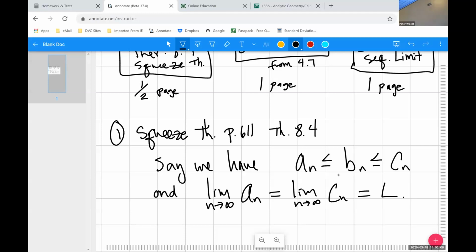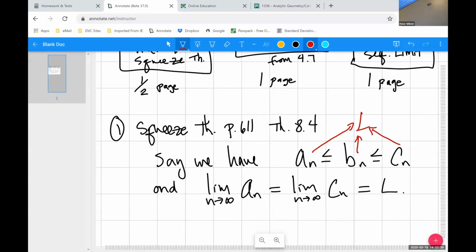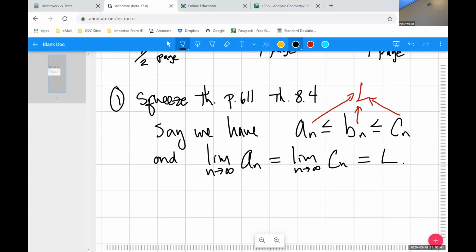So basically what's going on is the a sequence is converging and the c sequence is converging to L. Well, since b is trapped between them, it's forced to converge to L as well. If these things are getting infinitely close to L and b is trapped between them, it has to go there too. So the way this is written in the theorem, we have this relationship and these limits exist, then the theorem concludes that the limit as n tends to infinity of b sub n must as well be L.